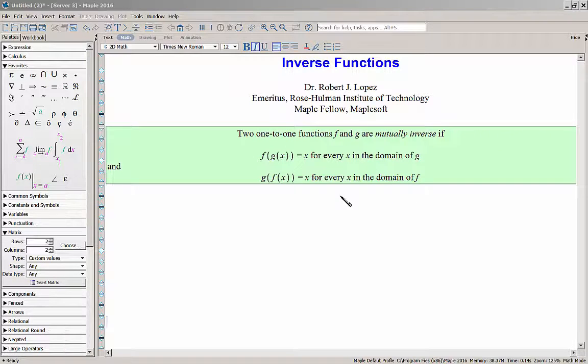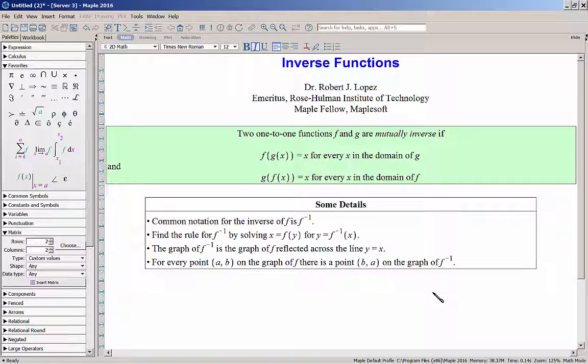What does this mean? Let's begin explaining what some of these symbols and words mean. First of all, a common notation for the inverse of the function f is f with a -1 exponent. This is a special piece of notation. It does not mean reciprocal. This does not mean 1 over. This means functional inverse. It's a special piece of notation.